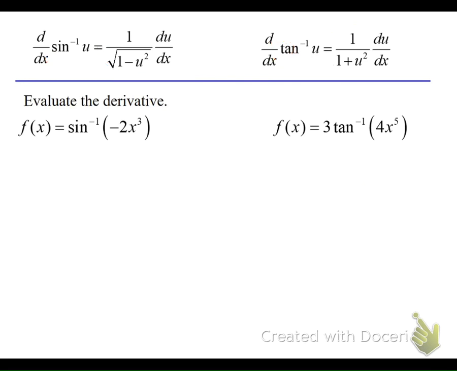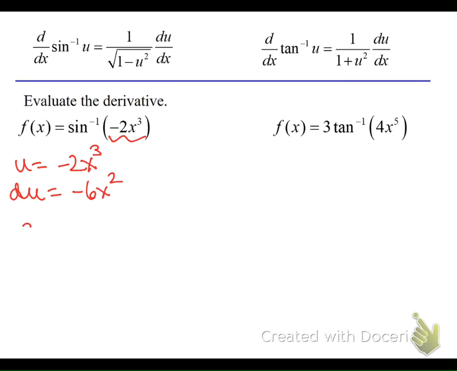Okay, to apply these formulas, you need to know what is your u, what is your du, and you can even figure out what u squared is in advance. Okay, so for each problem, first one, inverse sine. My u is negative 2x cubed. My du is negative 6x squared.